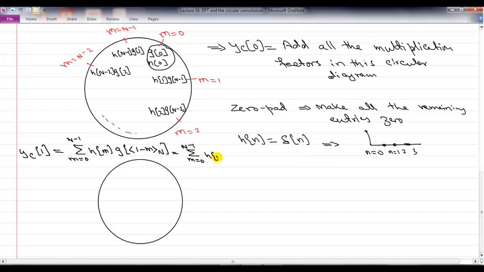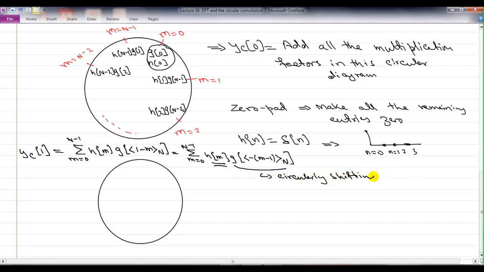So let's write that down. Summation h of m, g of minus m minus 1 mod n. What this means is that we are now multiplying our sequence h of m with a circularly shifted by 1 version of the circularly flipped copy. So circularly shifting g of minus m mod n by 1, that is the sequence that we will multiply with h of m.